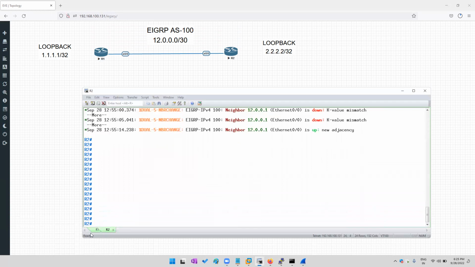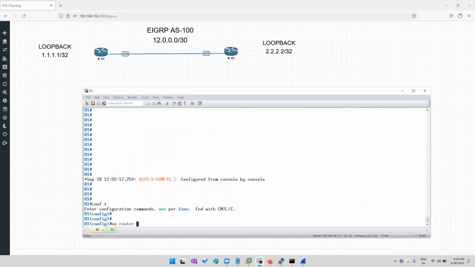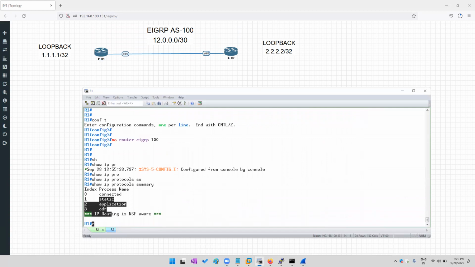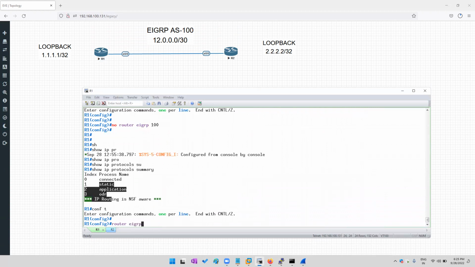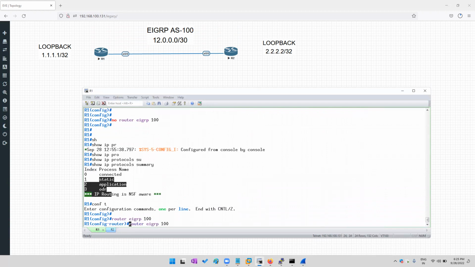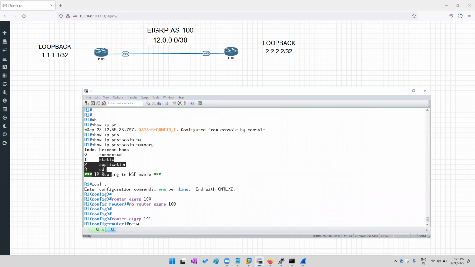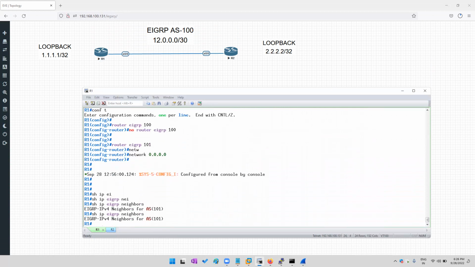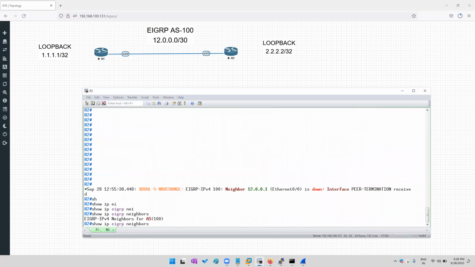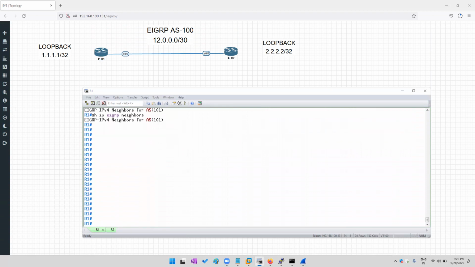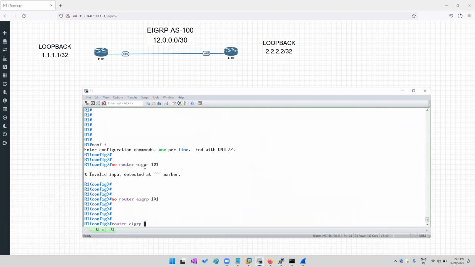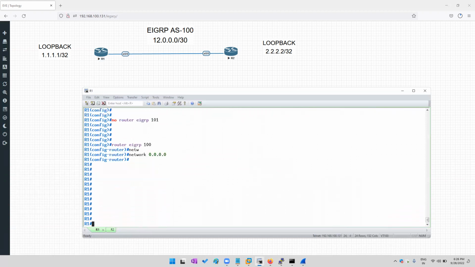Okay, now one more thing. If you are getting a different AS, for example, if I remove it with no router EIGRP 100, removed successfully, show IP protocols summary. Is any protocol running? No. So if I say router EIGRP 100, it is the same AS. But if I remove it and say router EIGRP 101 with the network statement, then verify with show IP EIGRP neighbor. We are sending hello, but does anyone form neighborship? No. The AS number and K values must match. Clear? Now remove this EIGRP with no router EIGRP 101 and say router EIGRP 100 with the network statement. Wait, we are getting the neighborship successfully formed.